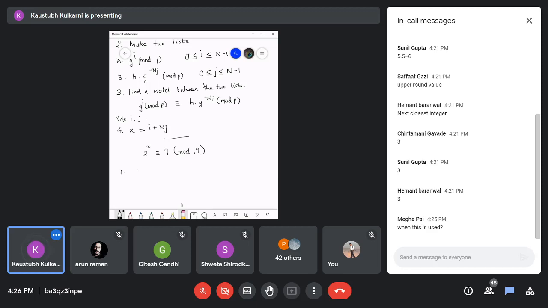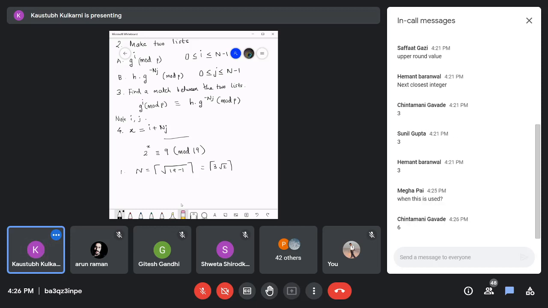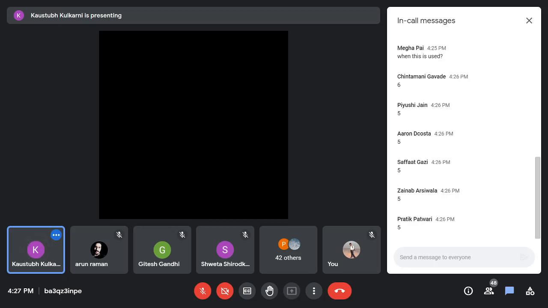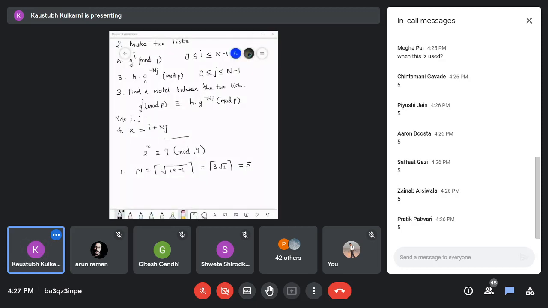So the first step is n is equal to ceiling of square root of 19 minus 1. 19 minus 1 is 18. So 9 into 2, so it is 3 multiplied by square root of 2. Square root of 2 is 1.414 approximately. So 4.2 and the ceiling will be 5. Verify this. Ceiling is 5, right.